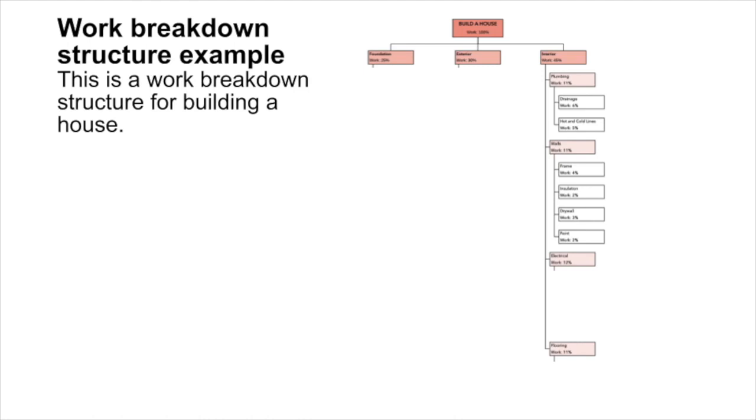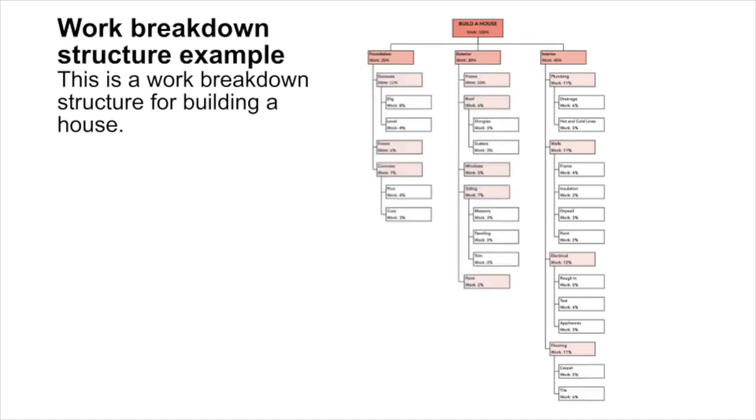And in terms of electrical, we've got to rough it in first of all, run the wires, test it, and then bring in the appliances. And in terms of the flooring, we talk about putting down carpet or putting down tile or putting down any other type of floor covering. You would think of that as a sub-job. So effectively, what you see here is the breakdown structure of building a house.